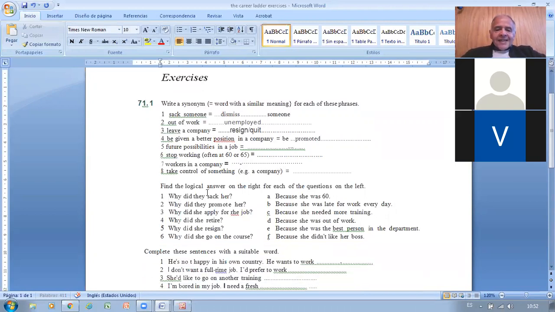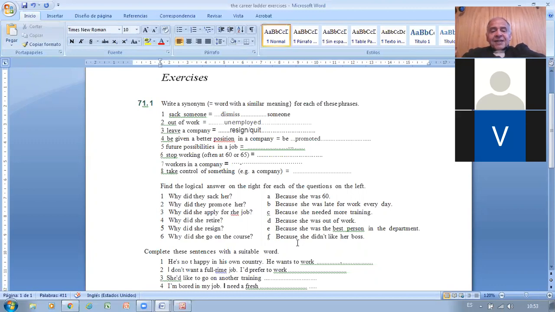Why did they sack her? Because she was 60? Because she was late for work every day? Because she needed more training? Because she was out of work? Because she was the best person in the department? Because she didn't like her boss? Why do you think? Why did they sack her? Valeria? Because she was late for work every day. Yeah, right. Because she was late for work every day. You're right. That is the correct one.